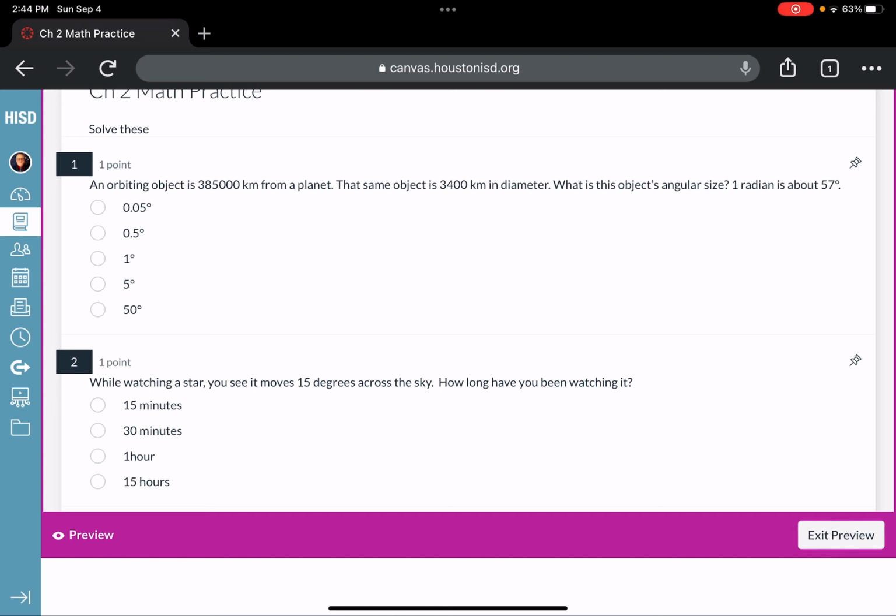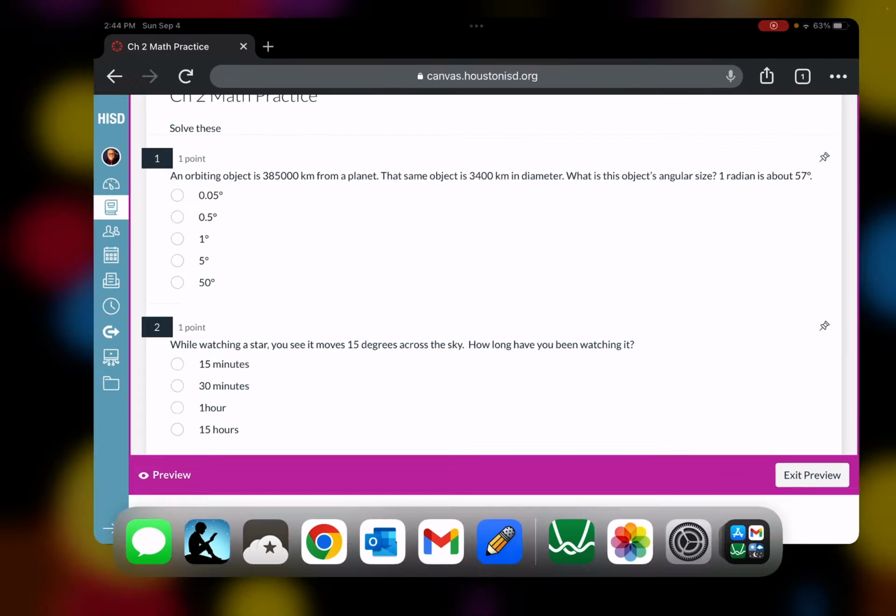So, an orbiting object is 385,000 kilometers from a planet. This is the distance of the moon, by the way. That same object is only 3,400 kilometers in diameter. Notice the units are the same. That's important. What is this object's angular size if 1 radian is about 57 degrees?